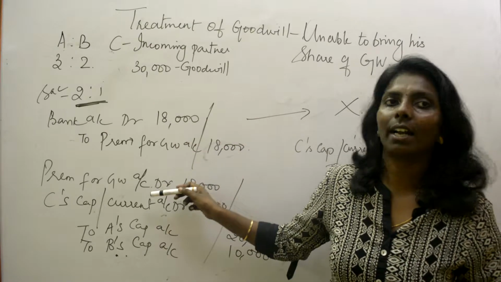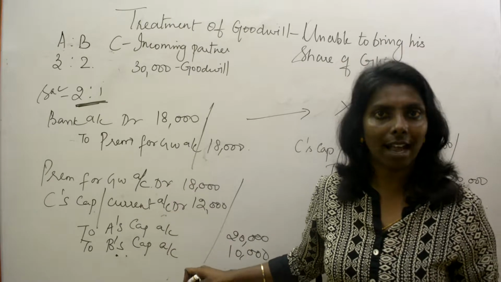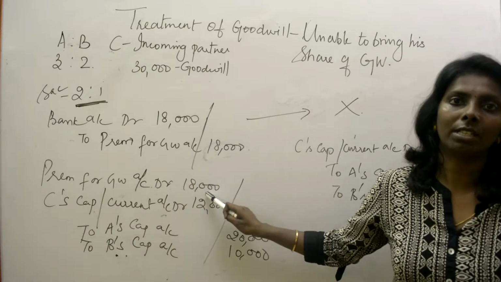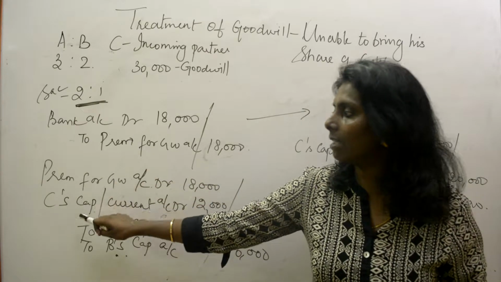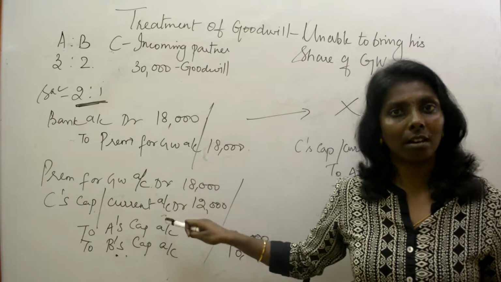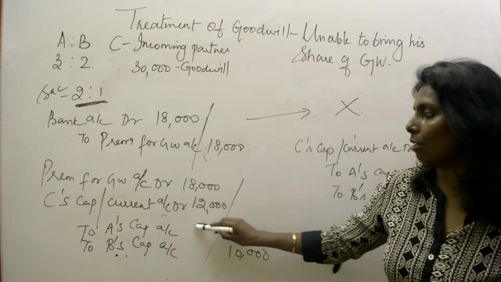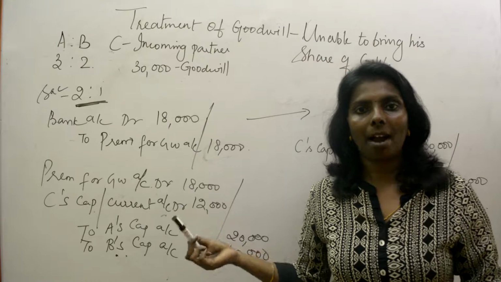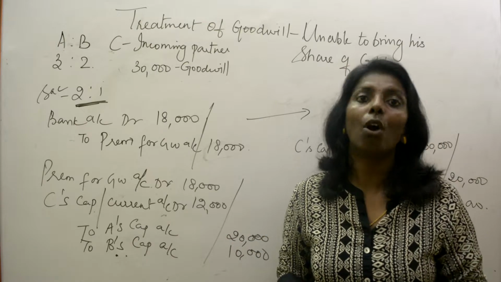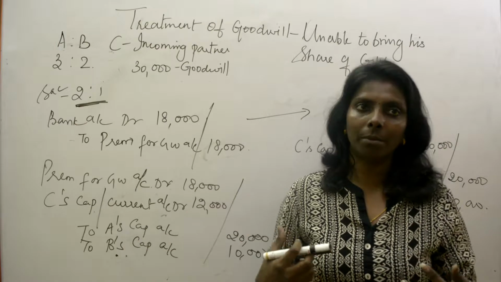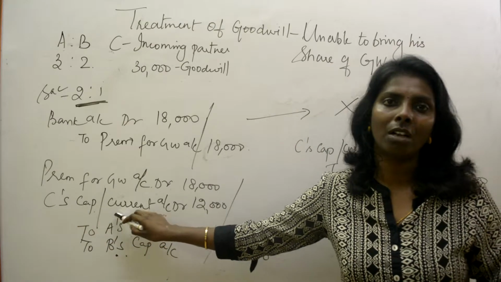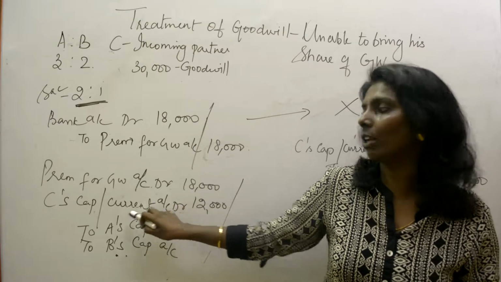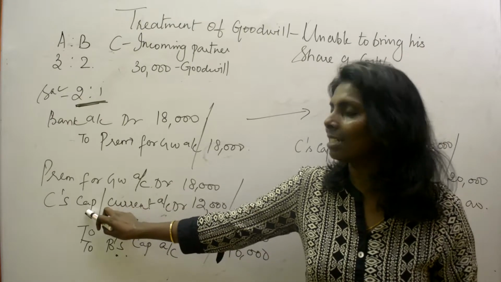When I transfer that entry among the old partners in the sacrificing ratio, see, I have recorded premium for goodwill 18,000. I am also debiting the incoming partner's capital or current account to the extent of the amount which he is unable to bring in. Remember, when a partner is unable to bring in any amount, or if you have to take an amount from him, you always debit his capital account, sometimes current account. In my later videos, I'll explain when we use this current account. So generally it is the capital account.